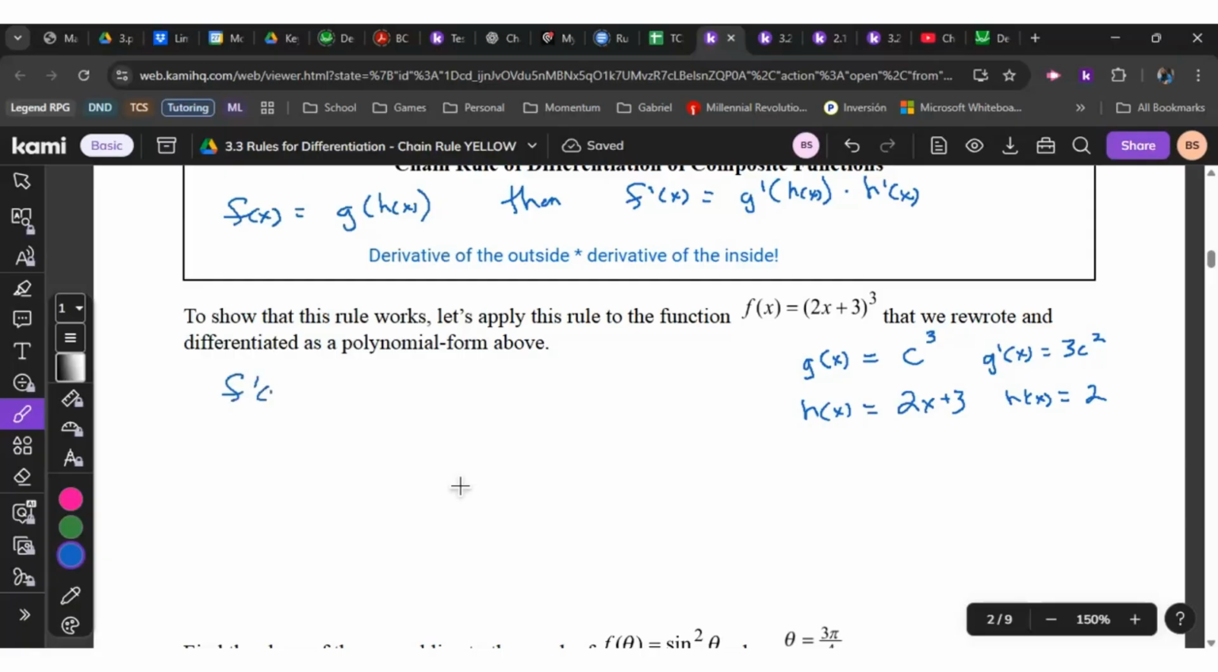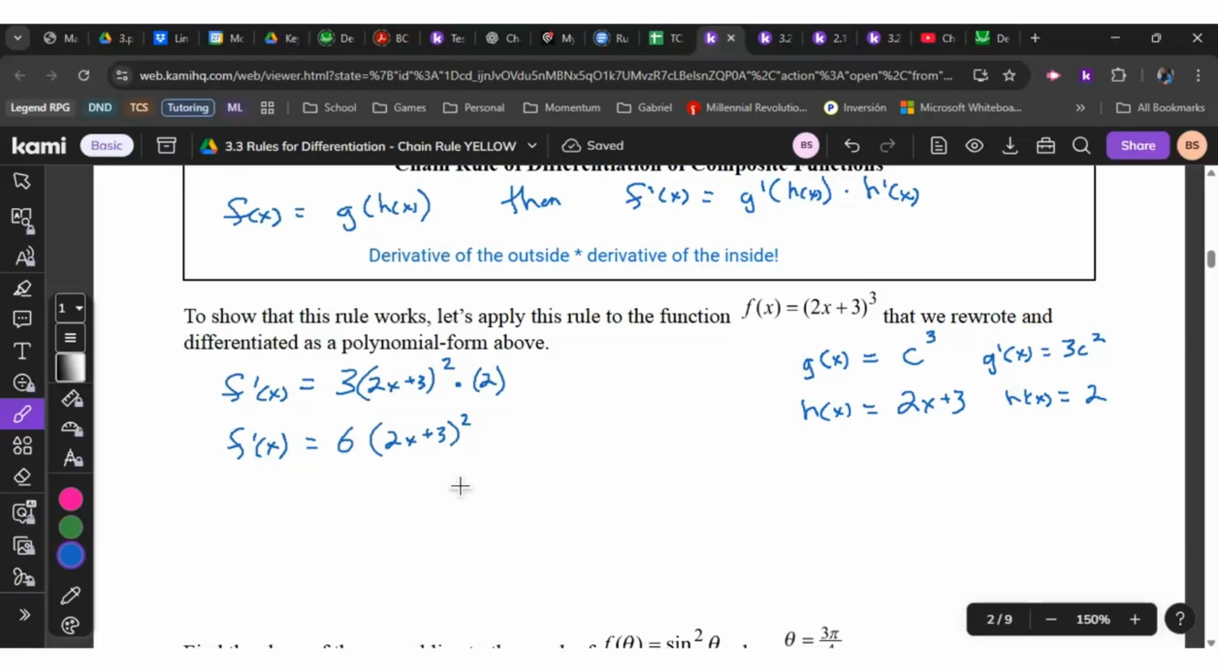So f prime of x is going to bring down the 3. And what is c really? C is actually h of x, 2x plus 3. So exactly, 2x plus 3 squared, times the derivative of g of x. And then we multiply by the derivative on the inside, which is just 2. So this thing is literally just 6 times (2x plus 3) squared. Done. Didn't I tell you you were going to like chain rule? Look how fast that was.